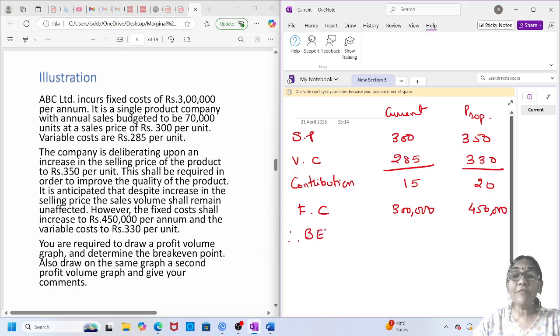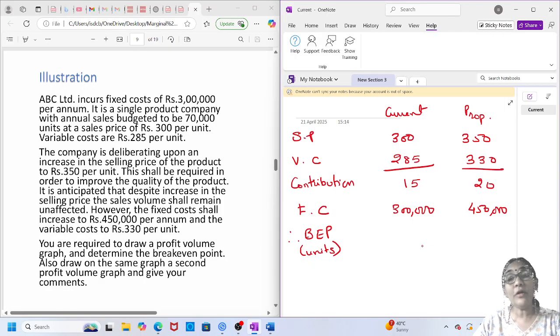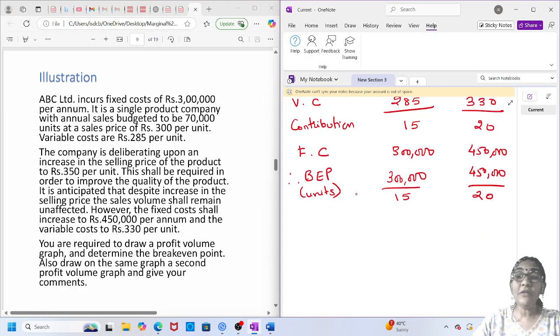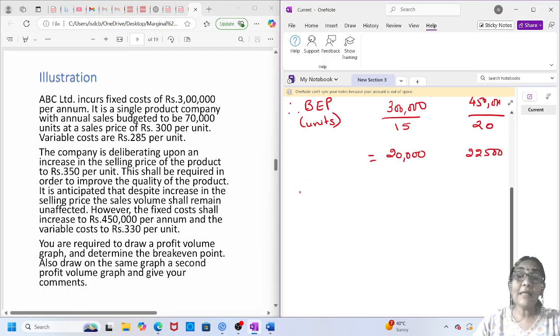Therefore, break-even point in units is calculated as fixed cost upon contribution per unit. So it will be 3 lakhs divided by 15 and 4,50,000 divided by 20. So BEP in units in this case will be 20,000 units and here it will be 22,500 units. Right? It is very easy to plot the graph as you are well aware. I'll give you a quick description of how it is supposed to be done.